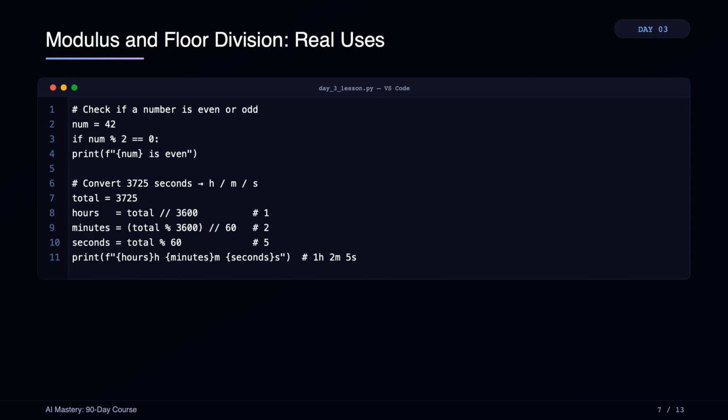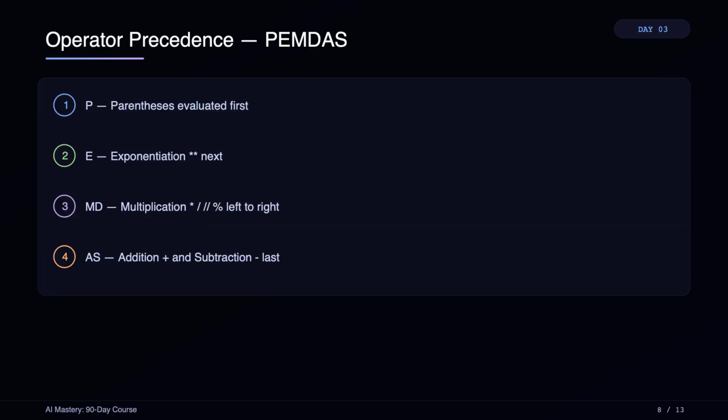Parentheses come first. Whatever is inside parentheses is evaluated before anything else. This is your most powerful tool for controlling the order of evaluation. Next comes exponentiation, the double asterisk. Then multiplication, division, floor division, and modulus are all evaluated at the same level, going from left to right. Finally, addition and subtraction are evaluated last, also from left to right.